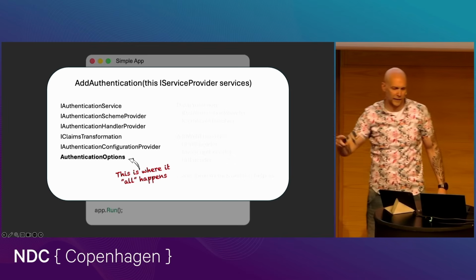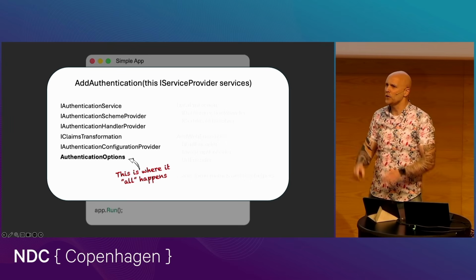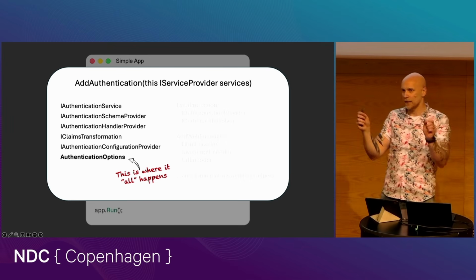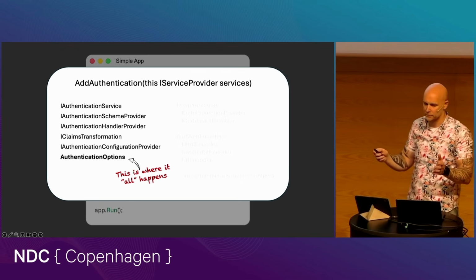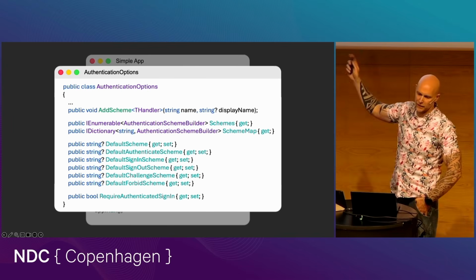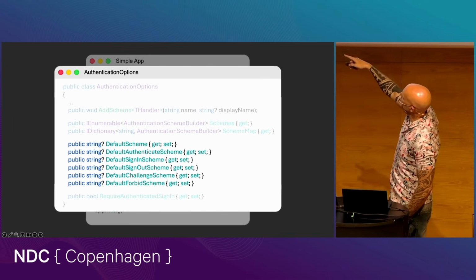And you go, Chris, that's a little options object. It's the thing where you set like a little name. No, it's actually the root of all of authentication. That and the IAuthenticationHandler is everything you need to know. That thing looks like this. And there's some other stuff, but this was the important stuff. It has a default scheme thingamajig.